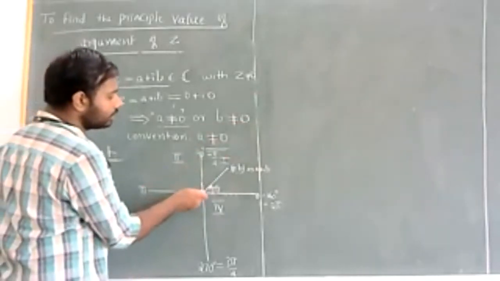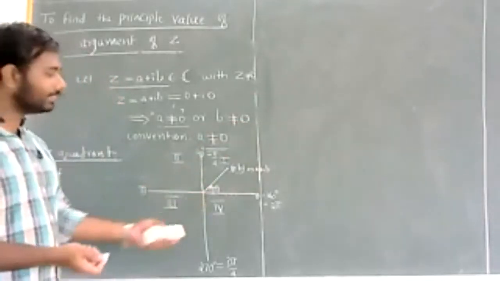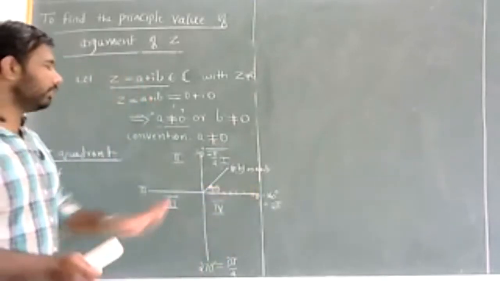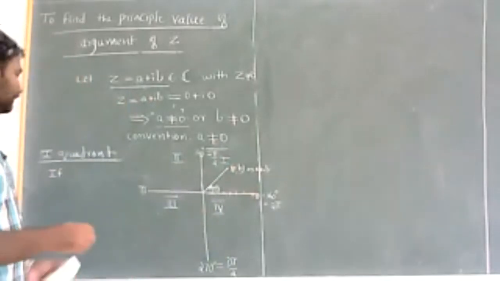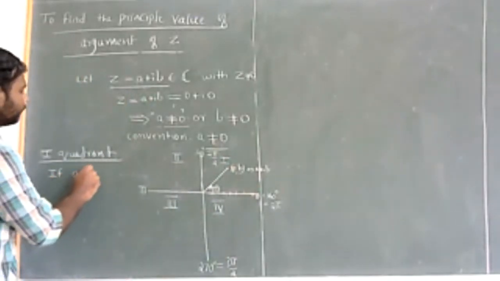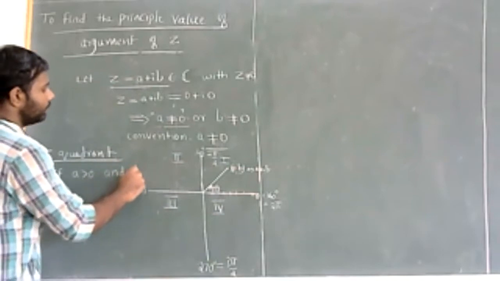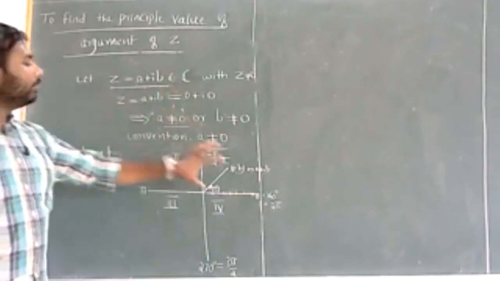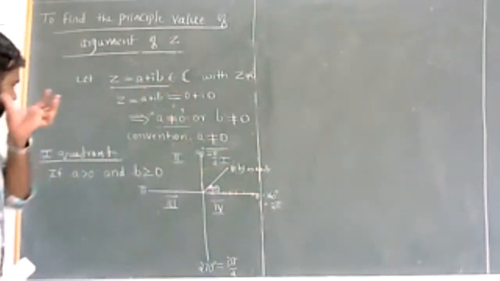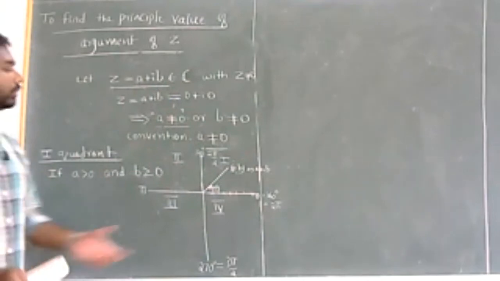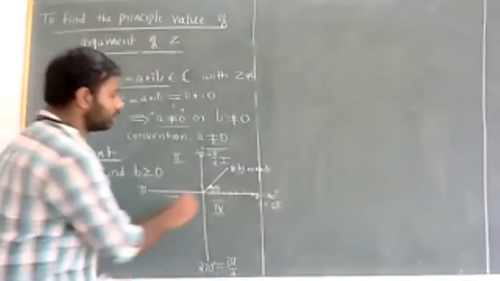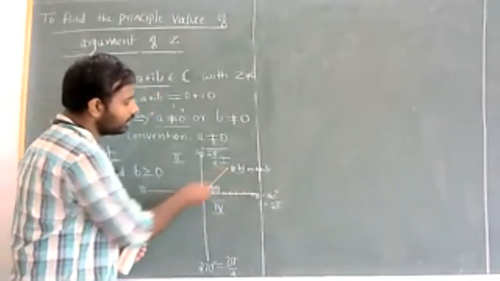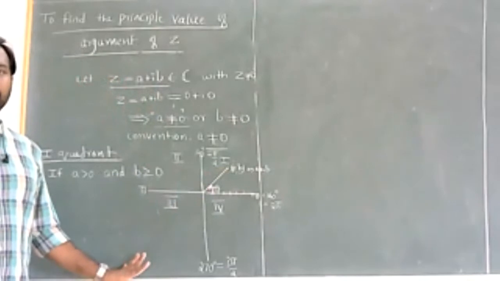If b is equal to 0, then the numbers will lie on the x-axis, so it will be considered part of the first quadrant. We can consider it. So if a is positive and b is greater than or equal to 0, then the number a plus ib will be in the first quadrant. In this case, the theta value which we have got by measuring this angle will itself be the principal value, right?